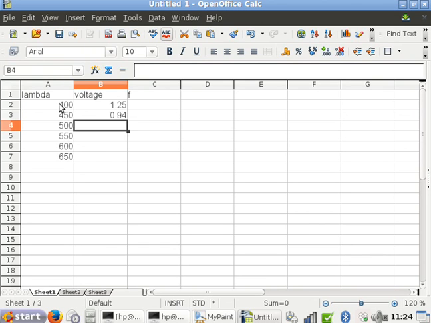0.940, 0.651, 0.398, 0.200, 0.060. Now the next here is the frequency, but that frequency is in 10 to the 14. So let me just do a little bit of a calculation.